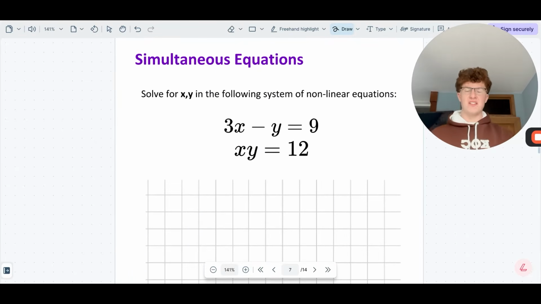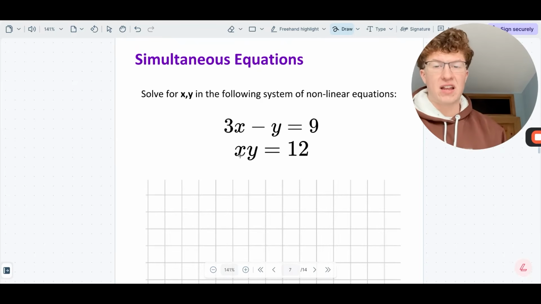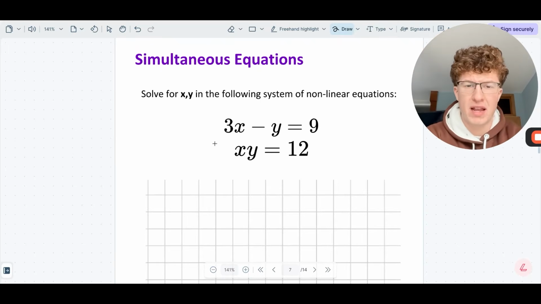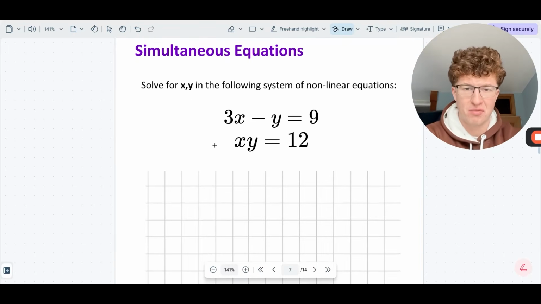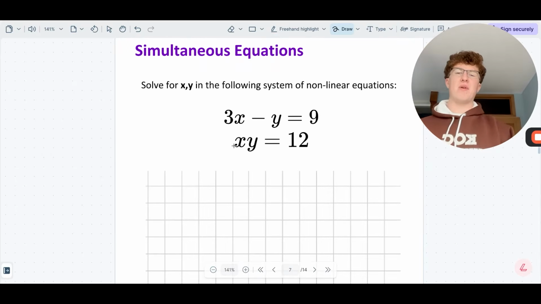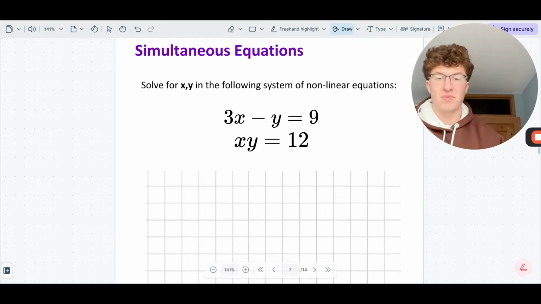This system now is different to the last one. Notice this one is non-linear. That's because we have terms multiplying. So when we have terms multiplying, we don't solve them the same way as the last one. Well, this first equation here, we have 3x minus y is 9. But then we have x times y is 12. We want to solve for x and y.